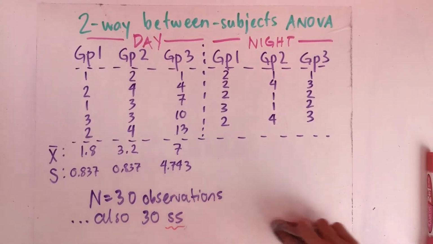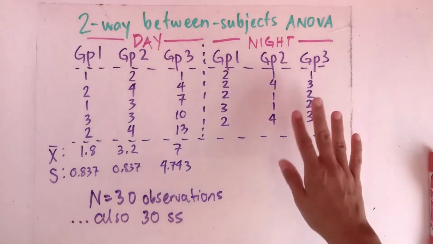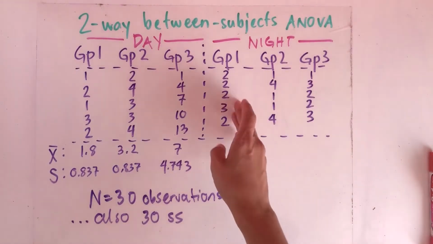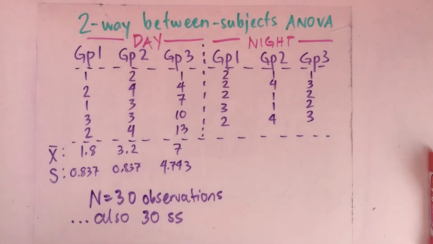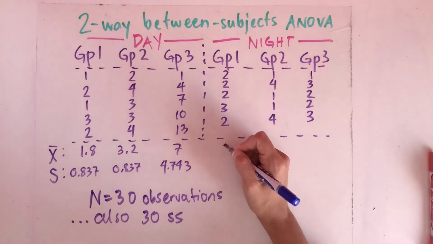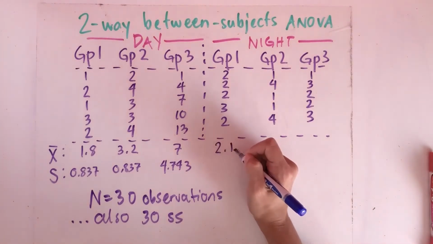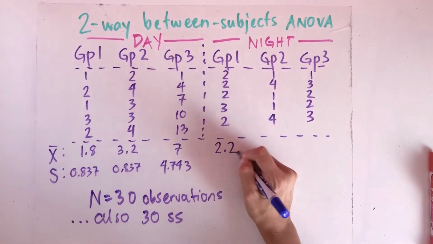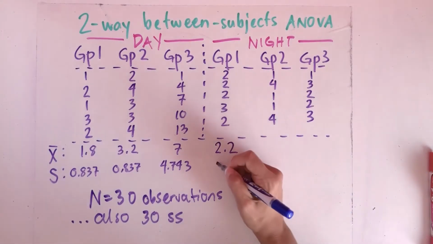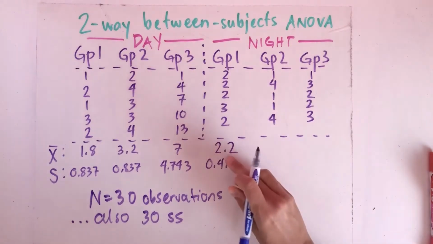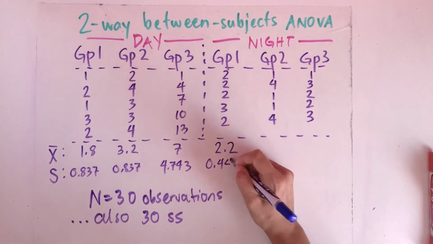Because we have these new observations here, we'd never computed a mean or standard deviation before for group 1, group 2, and group 3 during the nighttime. So I am a nice person and I've provided those means for you. So group 1's mean is 2.2. And the standard deviation is 0.447.